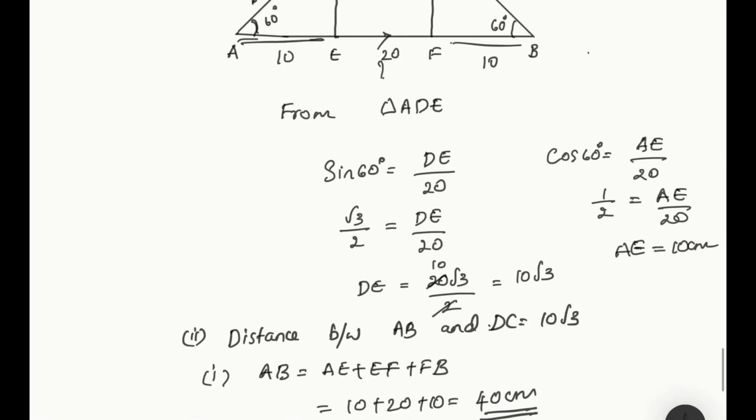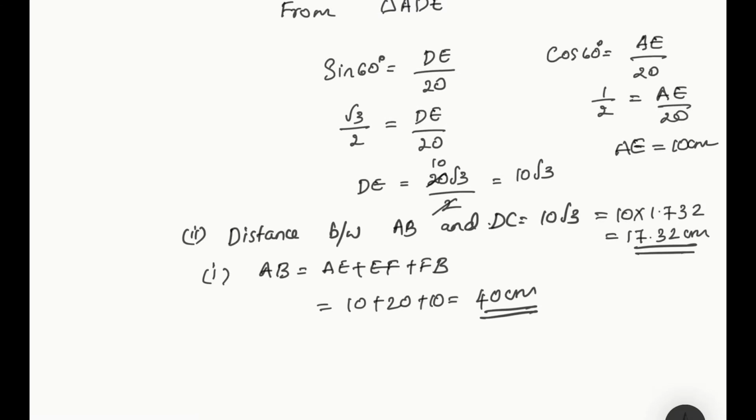And even 10 root 3 can be written as 10 into, what is root 3? 1.732. So you can get the answer as 17.32. It's always better to write the answer like this, not to leave it as a root. Now coming to the next question.